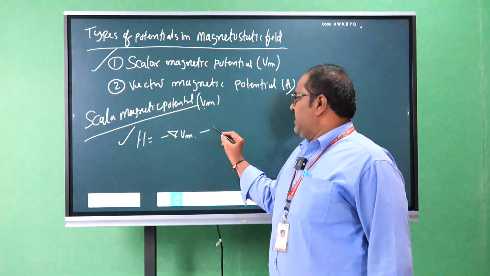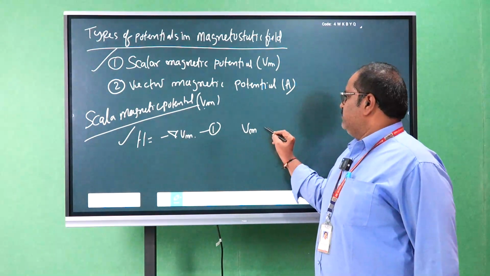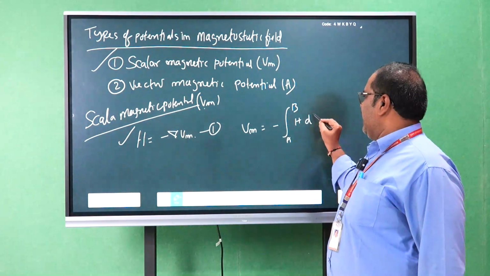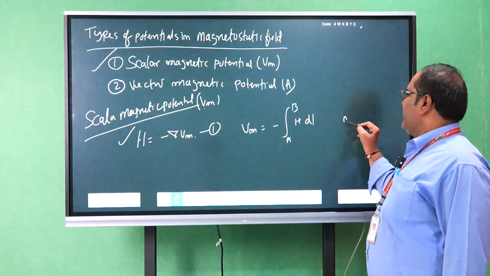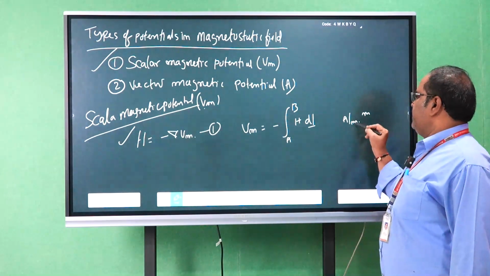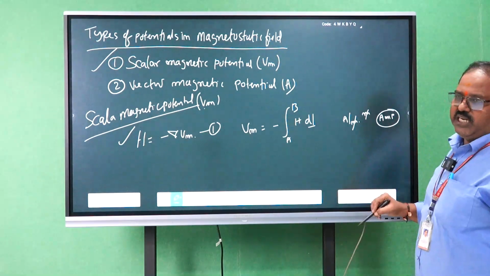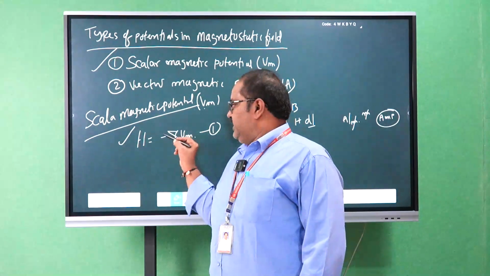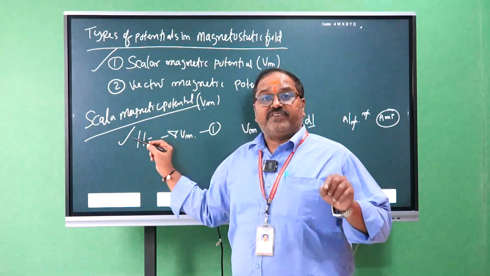So what is the direct definition of a scalar magnetic potential? Vm is equal to minus integral A to B of H dot dl. What are the units of H? The units of H are amperes per meter. What are the units of dl? Meter. The meters cancel, so the unit of scalar magnetic potential is amperes. Therefore, H is equal to minus del Vm. The negative gradient of a scalar magnetic potential gives a magnetic field intensity H.